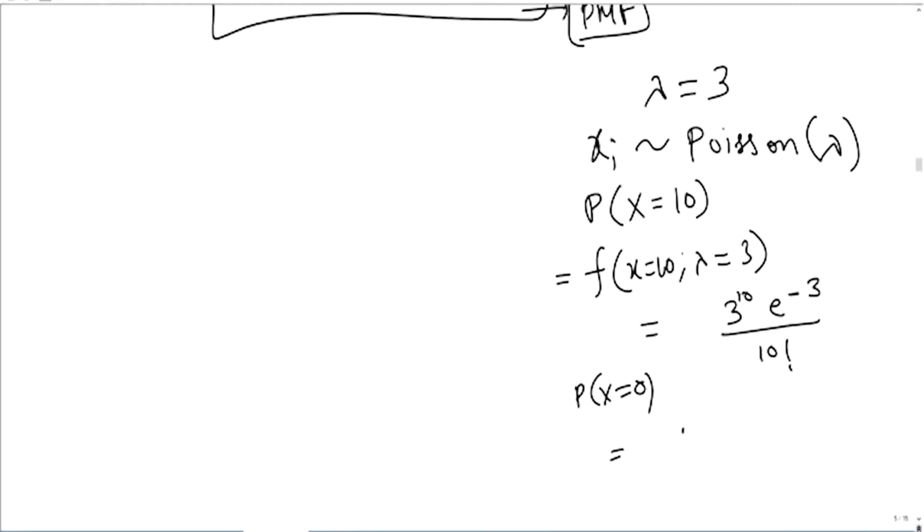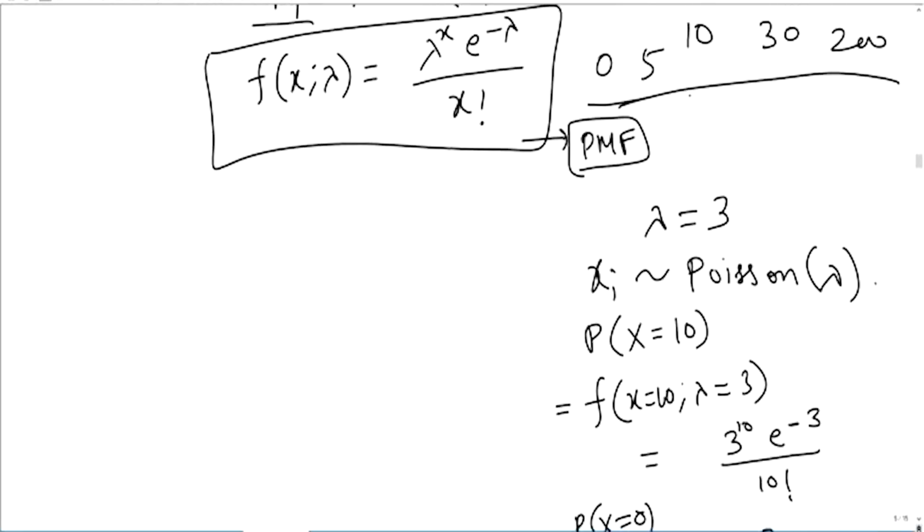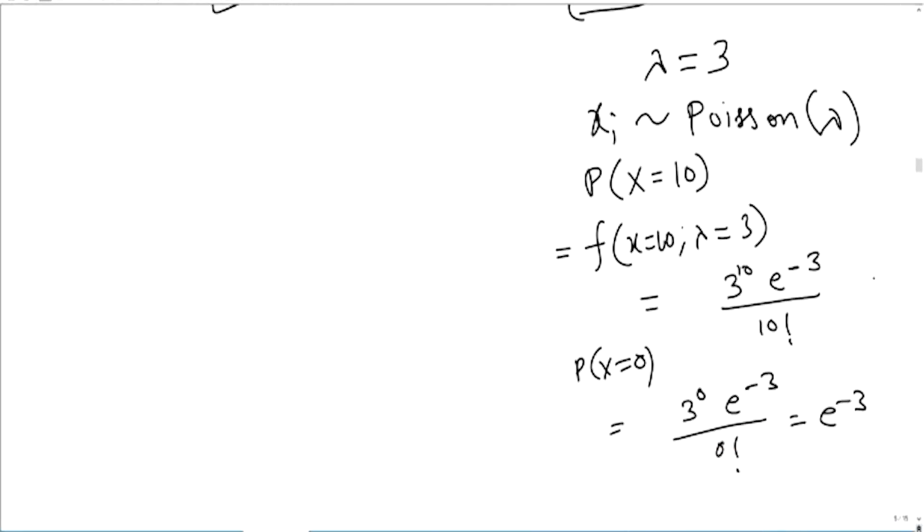Lambda is 3. So 3 to the power 0, e to the power minus lambda, divided by 0 factorial. So it would be e to the power minus 3. By the way, you can draw the graph of the probability mass function. How would you draw the graph of the probability mass function?